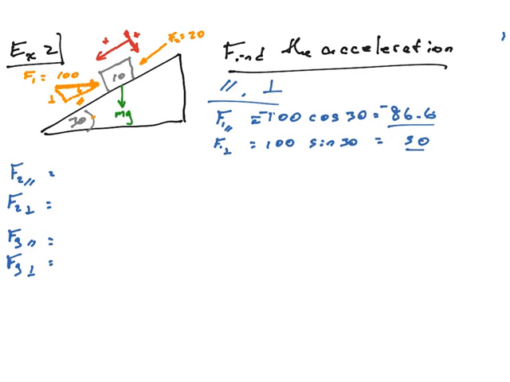Now let's look at F2. F2 is a force which pushes down the plane. That means it's already in the parallel direction. So the parallel piece of F2 is 20, the full thing. Is it positive or is it negative? Well, F2 pushes down the plane. I made down the plane positive, so in this case, it's positive. What about the perpendicular piece of F2? Well, if F2 is pointing in the parallel direction, that means none of it points in the perpendicular direction, so the perpendicular piece is just 0. So now F2 is done.